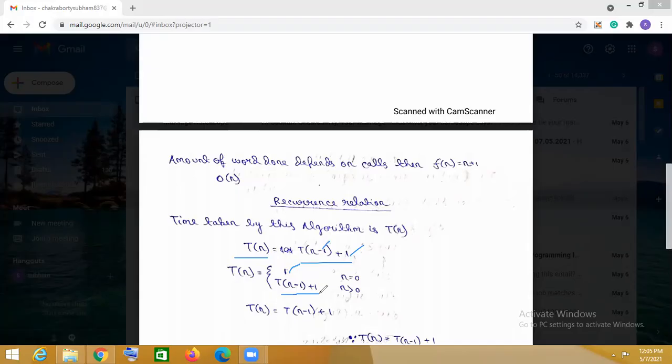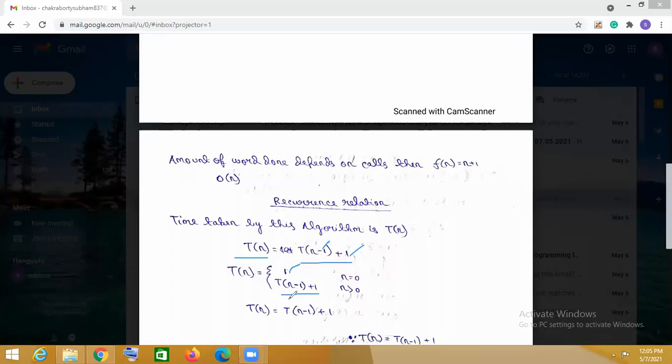So if the n value is 0, the if condition is not working, that means only the condition is checked, but nothing is performed. So it requires 1 amount of time. And if the n value is greater than 0, then the time required is Tn equal to Tn minus 1 plus 1.